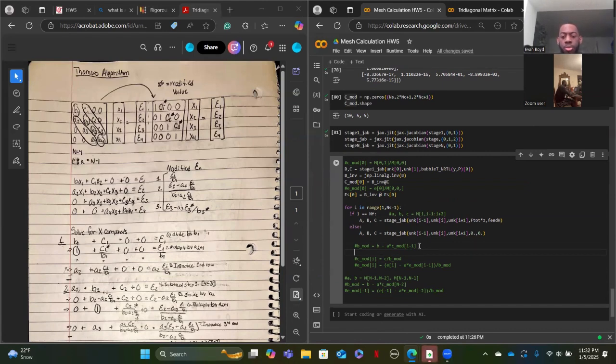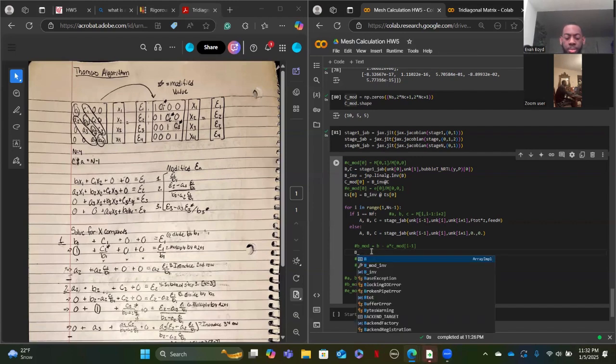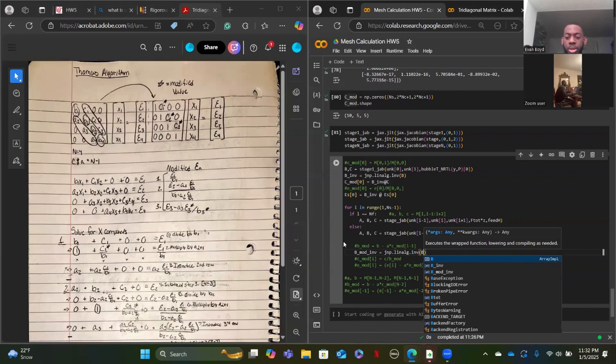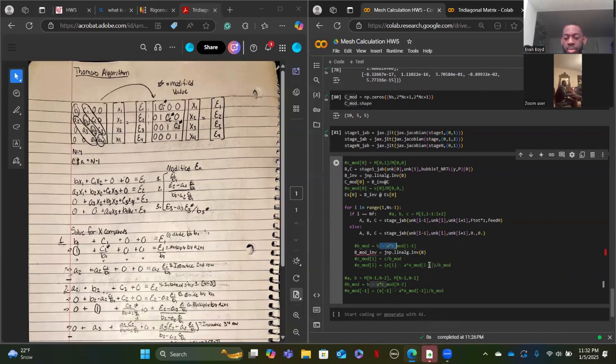Okay. So for our modified B's, we've got to do the same thing we kind of did up here. We've got to do the inverse of our B's. So we can say our B modified, because it's still modified, but the inverse now. And this will be equal to JMP linear algebra dot inverse of B. We also put the rest of the equation as well. So our B minus A times C modification at I minus 1. So we'll do B minus A, matrix multiplication of our C mod at the stage before our current stage.